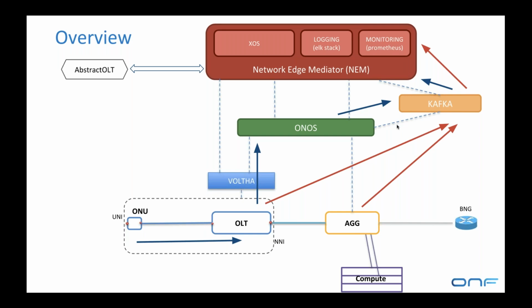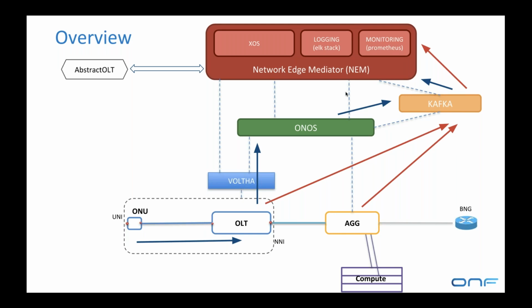Okay, that makes sense. And then second question, you show an interface between ONOS and NEM, and then also the interface to Kafka, and then to NEM. What's the nature of the interface directly between ONOS and NEM versus the interface that goes through Kafka?